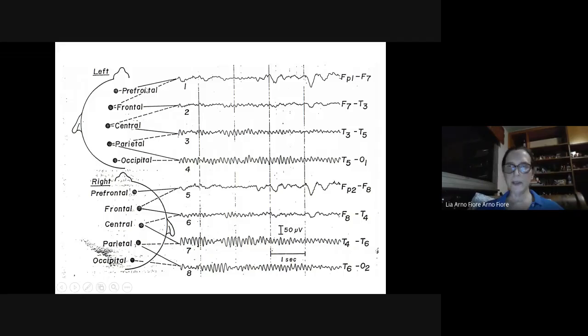And another thing I'd like to point out is that the first electrode is always a full line, and the second is a pointed line. But then on the next one, this frontal was the second, and now it's going to be the first. Central was second, and now first, and there's a reason for that. Okay, so this is how you name the electrodes, right?